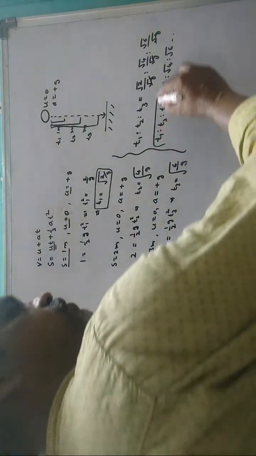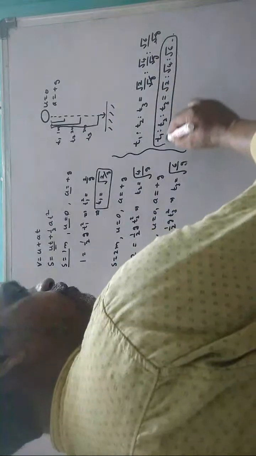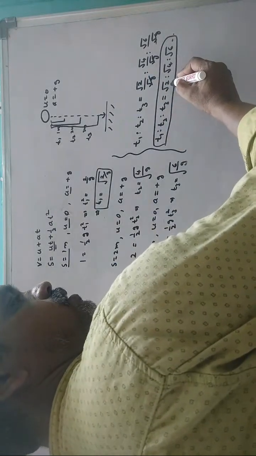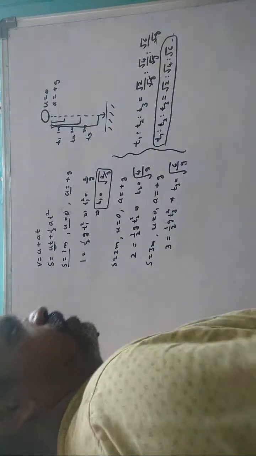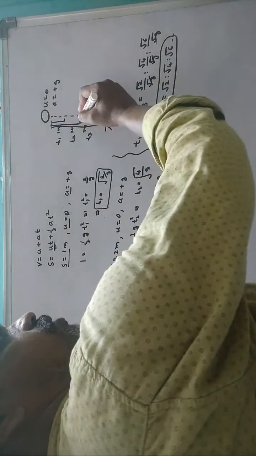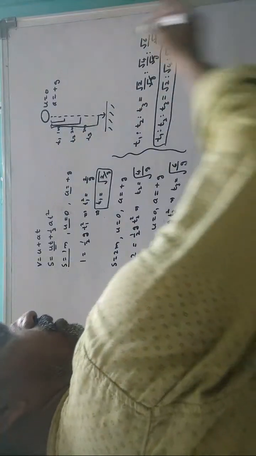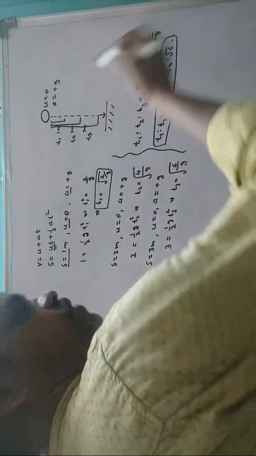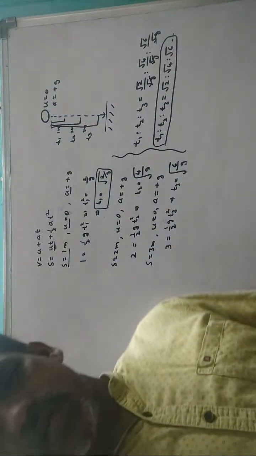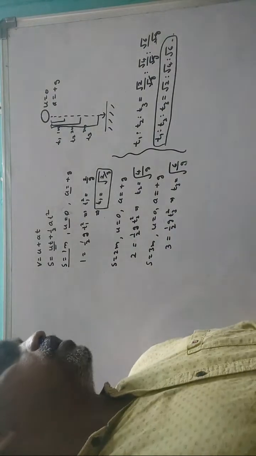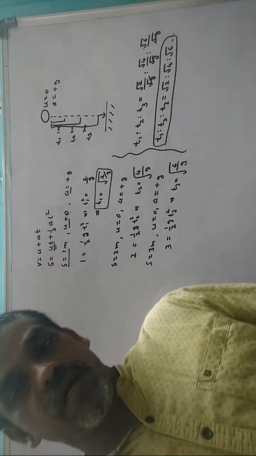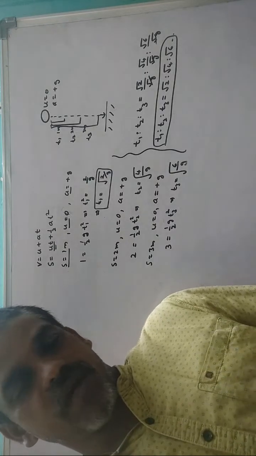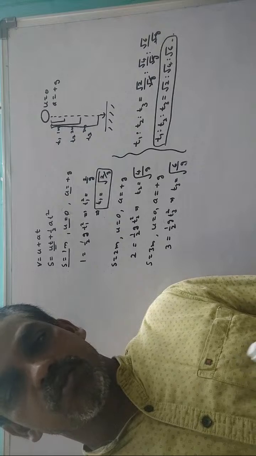This is the relation we got: the time taken by the body to cover the first 1 meter, the first 2 meters, the first 3 meters is root 2 : root 4 : root 6. You just copy this one. This is one more relation: the ratio of the time taken to reach 1 meter, 2 meters, 3 meters.